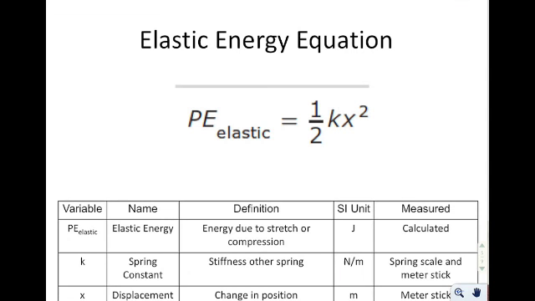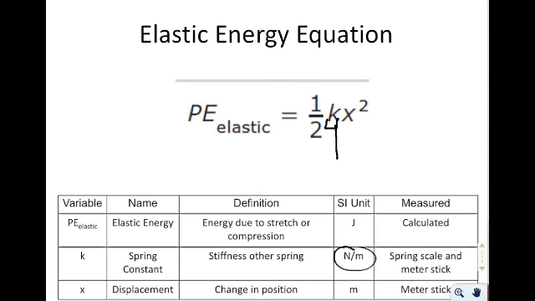The elastic energy equation is PE elastic equals 1/2 kx squared. This K value, once again, is the measure of the stiffness of the spring. It's measured in newtons per meter. So anytime you have newtons divided by meters or something along those lines, it's the K value. This x value represents the displacement.